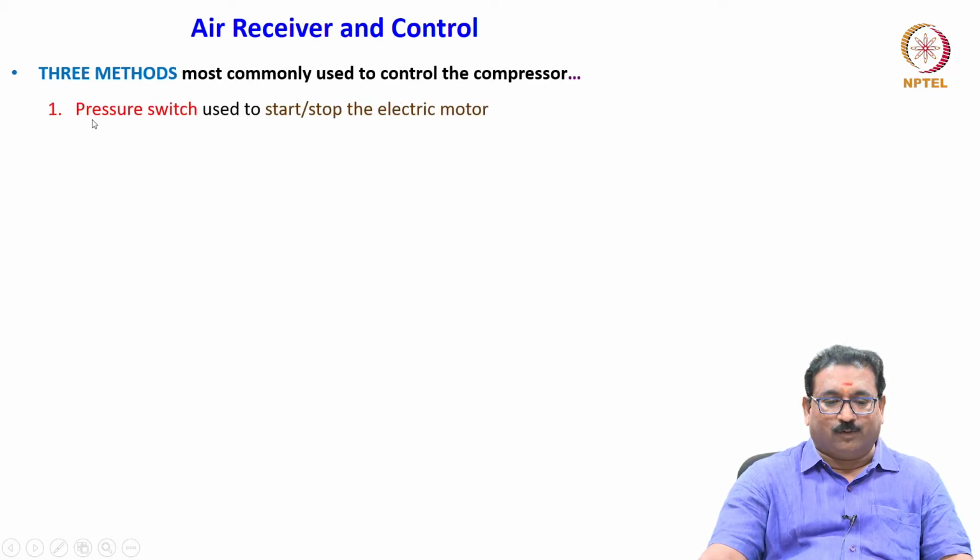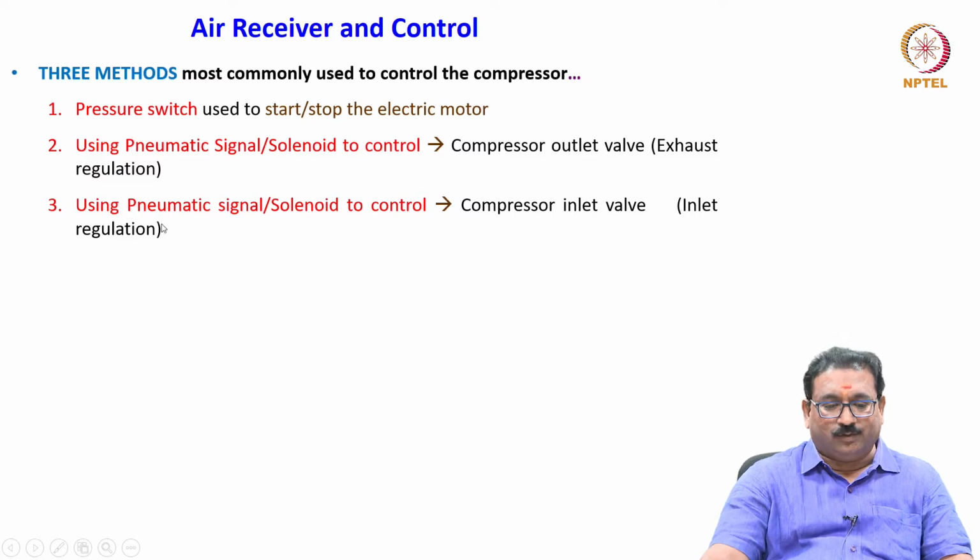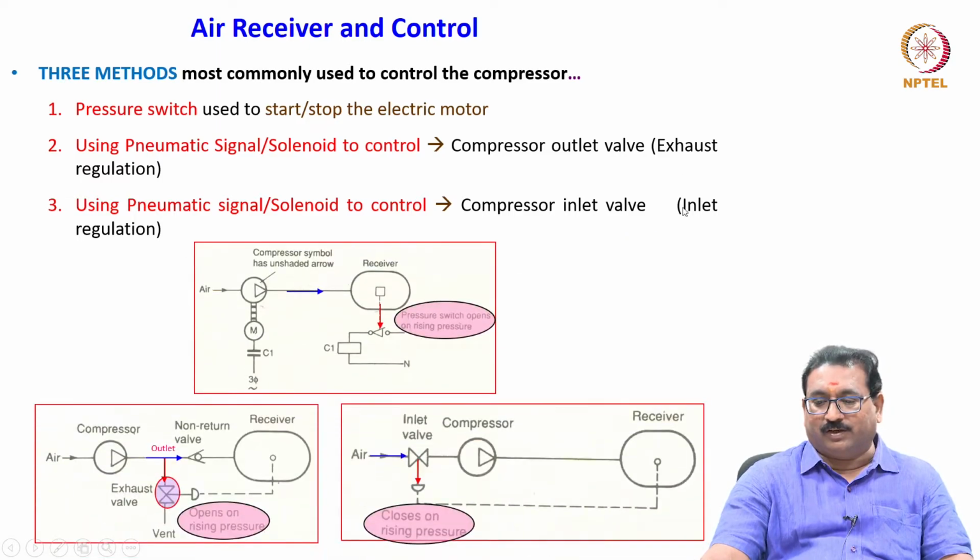What is that? As I have told you, a pressure switch is used to start and stop the electric motor, meaning it is a sensor sensing the pressure and quantity, then it will switch off the electric motor. Second one, using a pneumatic signal or a solenoid to control the compressor outlet valve, it is exhaust regulation. Another one is using a pneumatic signal or a solenoid to control the compressor inlet valve, meaning inlet regulation. You will control by exhaust regulation or inlet.